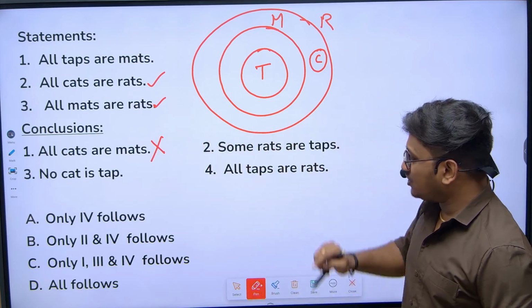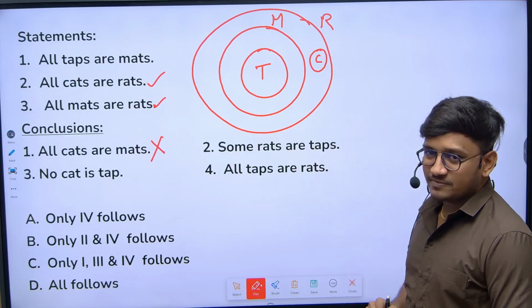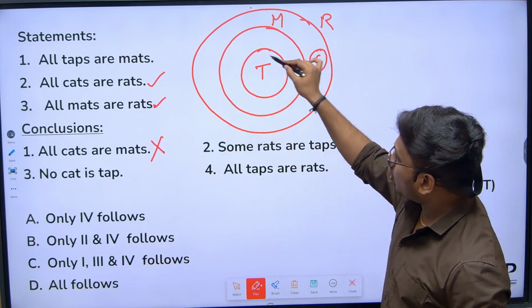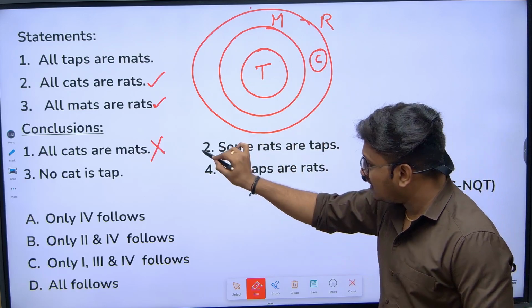Okay, next, statement 2: some rats are taps. Some rats are taps means some part of rats is occupied by taps. Yes, obviously it is correct.